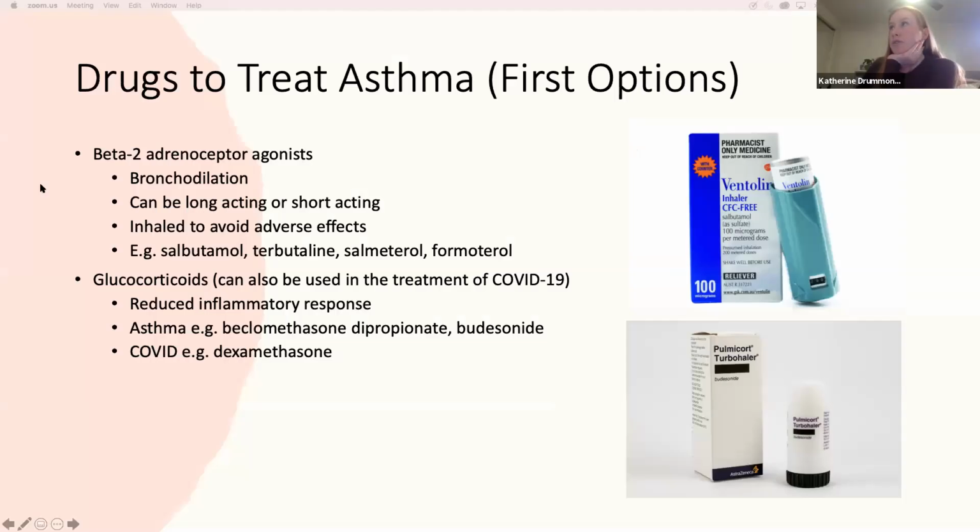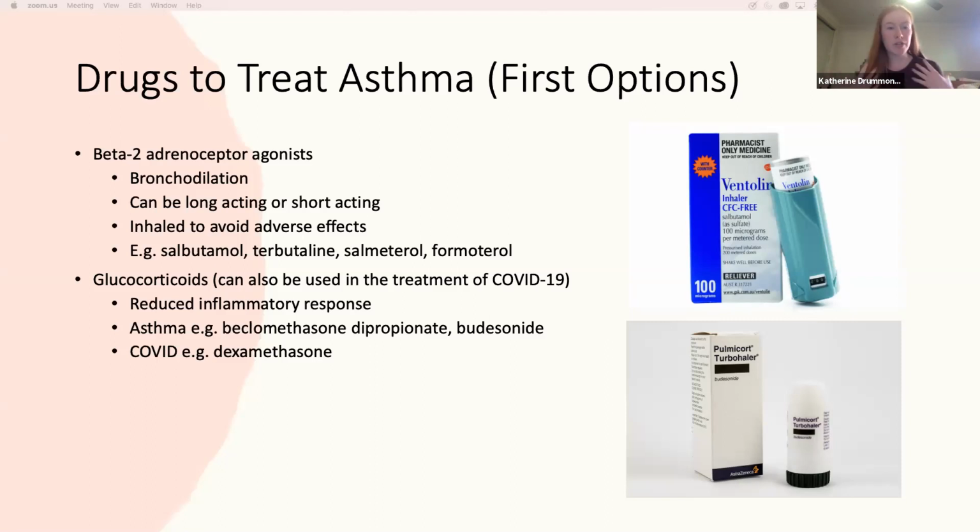So when we're considering drugs to treat asthma, some of our first options are beta-2 adrenoceptor agonists, which cause bronchodilation, which is what I was talking about, that relaxation of the smooth muscle. Now, these can be long-acting, they can be short-acting, but they should be inhaled to avoid any adverse effects, because like I discussed, beta-2 adrenoceptors aren't just in the airways, they're actually in a few other places.